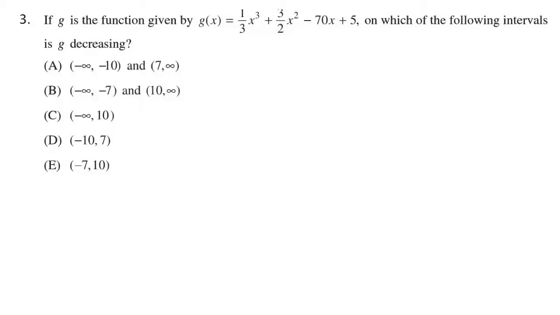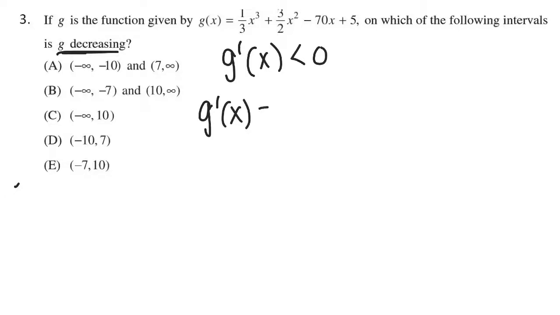Okay, number 3, we needed to find over what intervals is G decreasing. Well, when G is decreasing, G prime of x, or the derivative, is negative. So let's see, what does G prime of x look like? So I do the derivative. I get x squared plus 3x minus 70. And I would go ahead and find my critical points, or set that equal to 0.